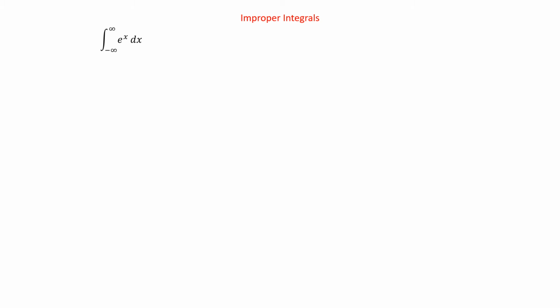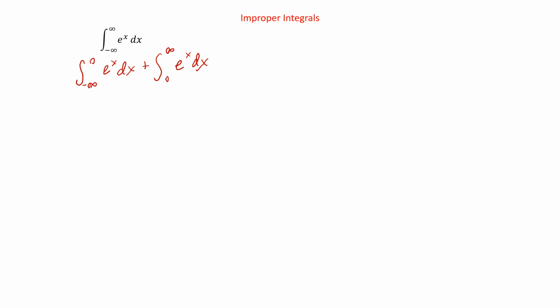We'll go from negative infinity to infinity of e to the x dx. So we're going to split that up. We'll split it up at 0. So we're going to have negative infinity to 0 of e to the x dx plus 0 to infinity of e to the x dx.